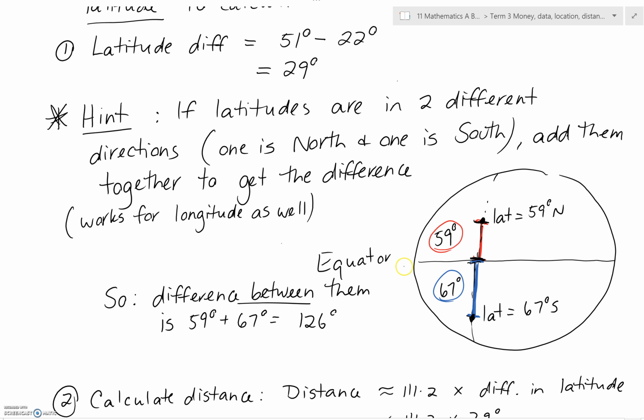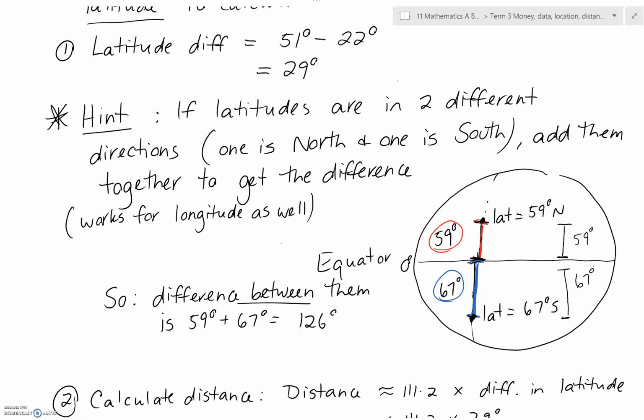So keeping in mind that the equator is 0 degrees latitude, instead of deducting them from each other, we need to add the two latitudes together. From 59 degrees down to the equator, that's 59 here, because it's 59 minus 0 at that point. From this 67 degrees south up to the equator is another 67 degrees, because that's 67 minus 0. So to get the full distance between them, the difference, we have to add those two together.